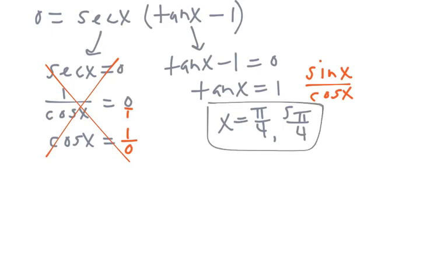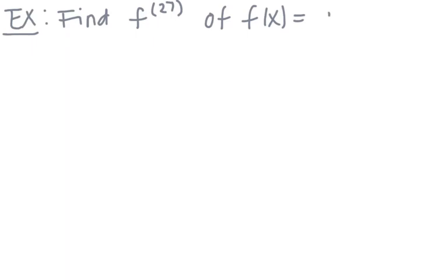Woohoo! That was great. Okay, so for our final example, this one's interesting. Sometimes they'll ask you to find really high powers of trig derivatives. So for this one, I'm going to ask you to find the 27th derivative for the function f of x equals cosine x. Now, why would they do this to you? Well, let's just see what happens when we start taking a couple derivatives here.